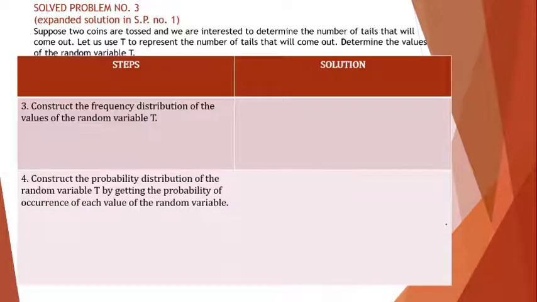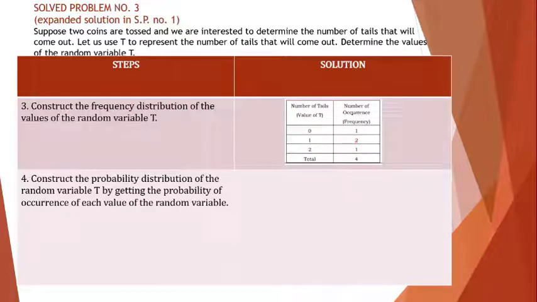So, construct the frequency distribution. The number of occurrences: how many resulted in 0? 1. How many resulted in 1? 2. How many resulted in 2? 1. Now add those, which will sum up to 4. Okay?